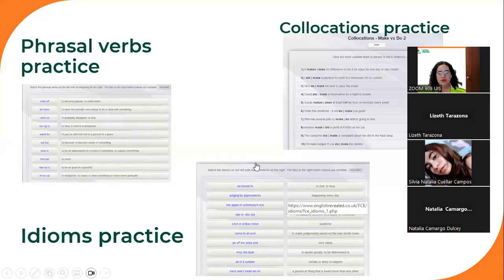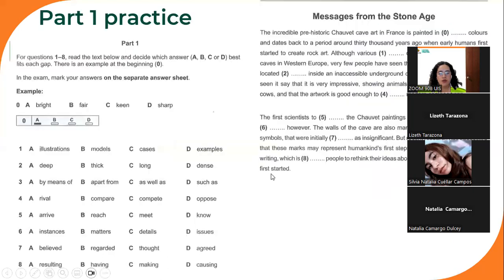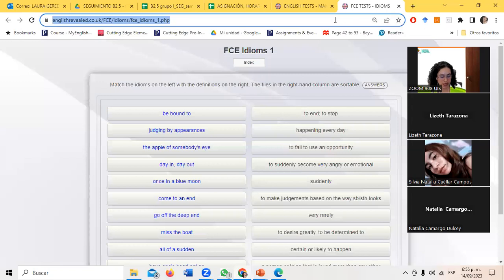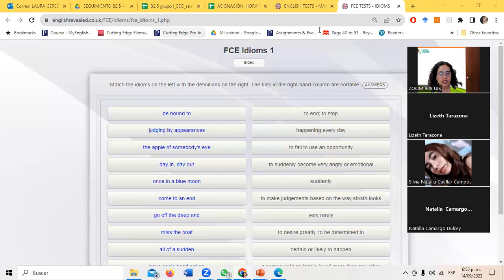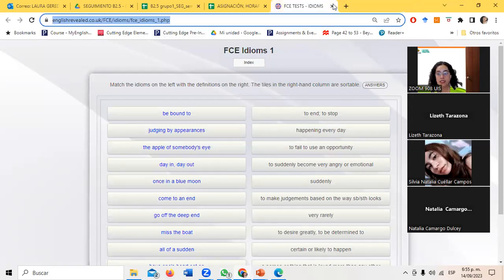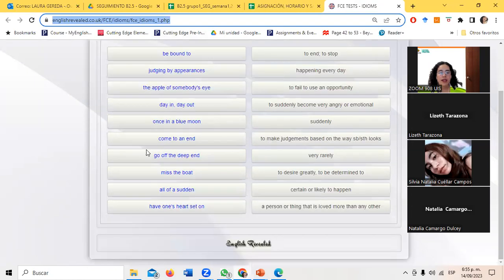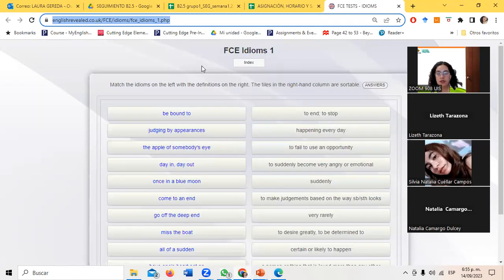All right, guys, to finish the practice and then move on to the test practice, we're going to do a little practice of idioms, okay? So this is our final exercise here before the test practice. Again, some minutes to work individually, and then we will socialize the answers together.